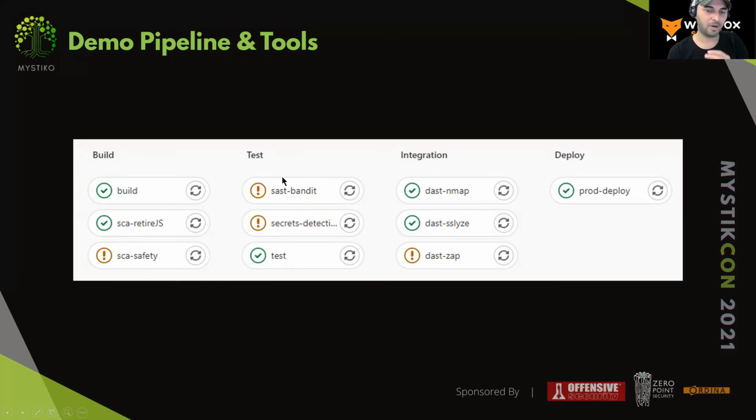And then we've got another stage, which is the test stage, and we've got a tool implemented, Bandit. Bandit is a tool that can do static code analysis for a Python code base.